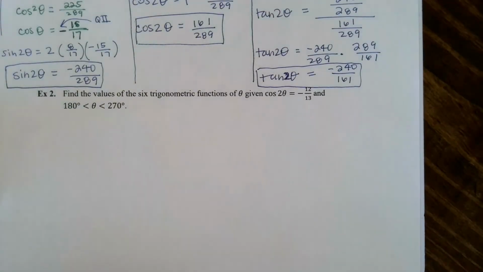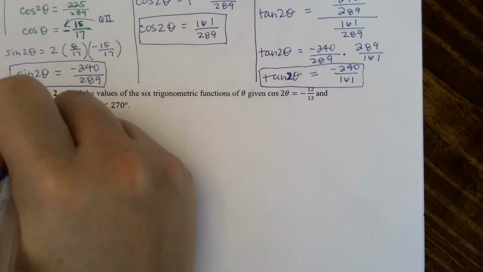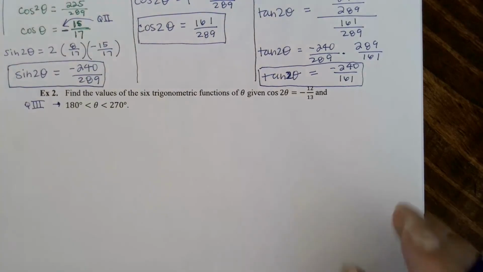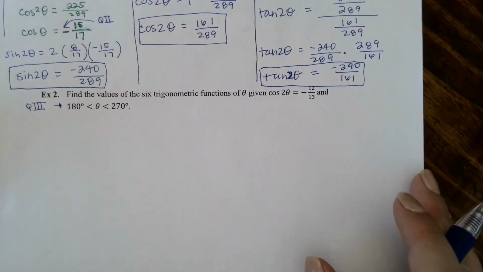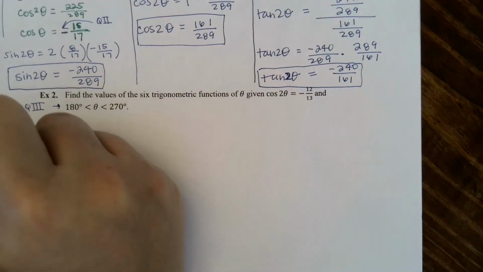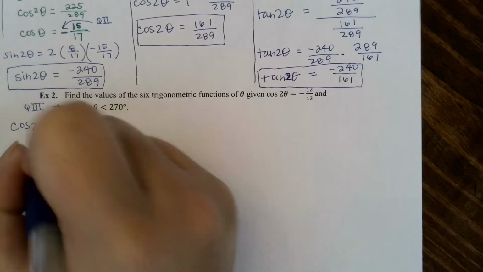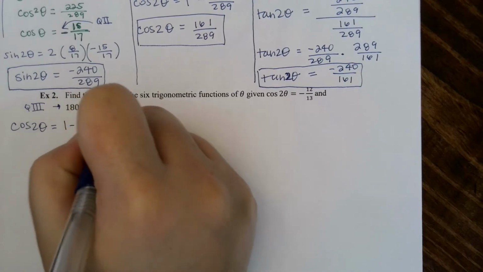Alright, so example 2. Find the values of the 6 trigonometric functions of theta given cosine 2 theta is equal to negative 12 over 13 and theta is between 180 degrees and 270 degrees. So here we are in quadrant 3. We are given cosine 2 theta, so we can use a formula of cosine 2 theta to find sine theta. Cosine 2 theta is equal to 1 minus 2 sine squared theta.